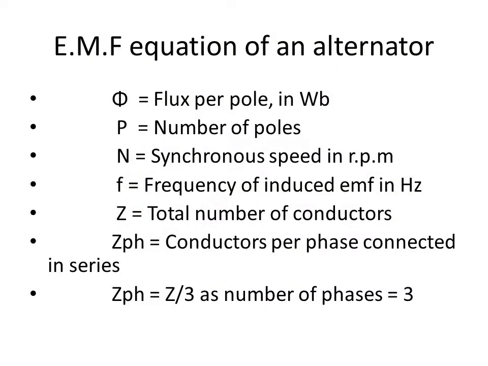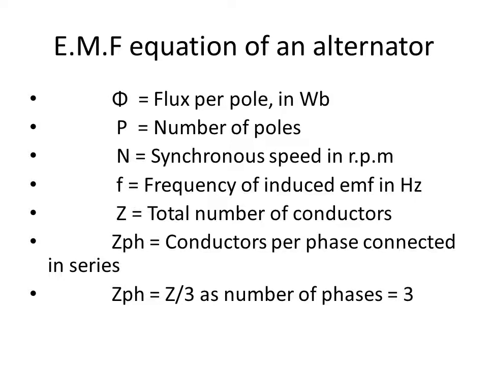How to calculate the EMF equation of an alternator? The EMF equation of an alternator is a very important derivation. Here you need to remember a few parameters: phi, flux per pole; P, number of poles; N, synchronous speed; F, frequency of the induced EMF; Z, the total number of conductors; and ZPH, conductors per phase connected in series. It is calculated as the total number of conductors divided by 3.